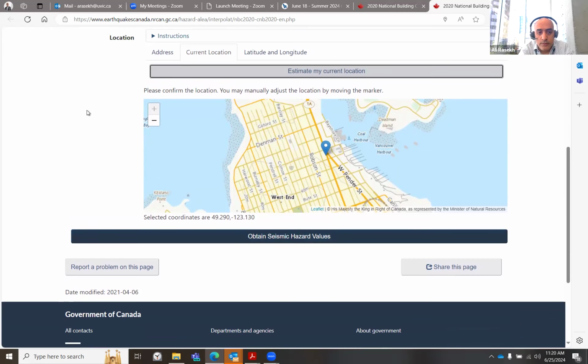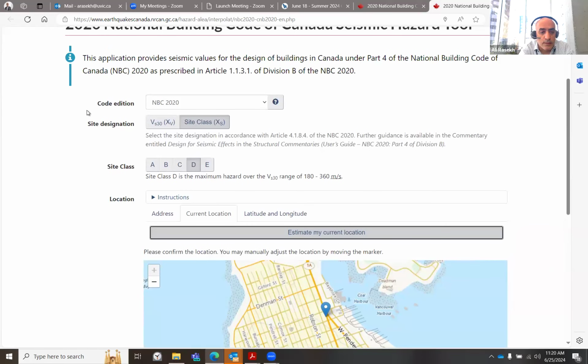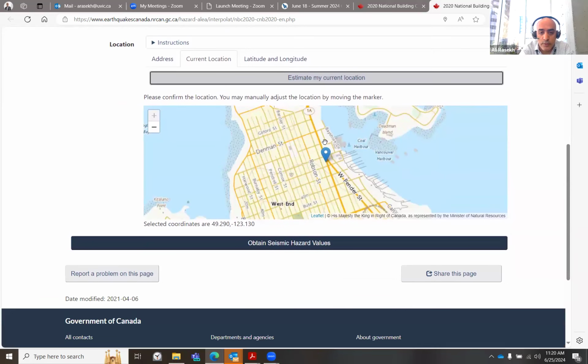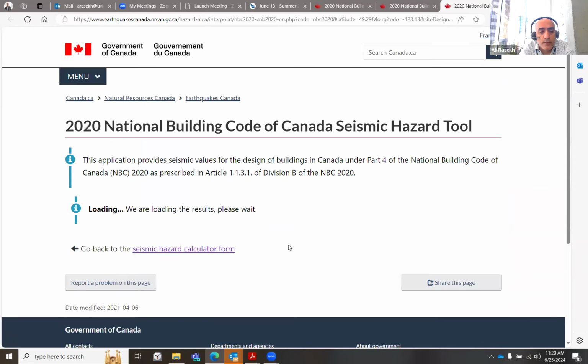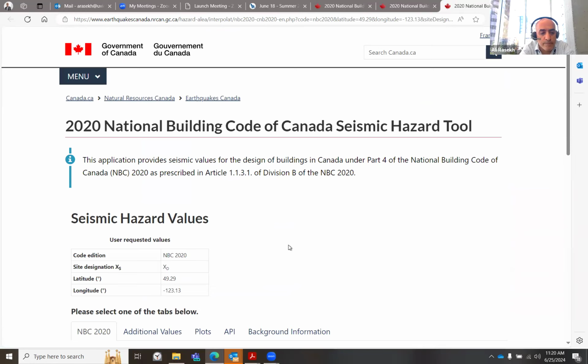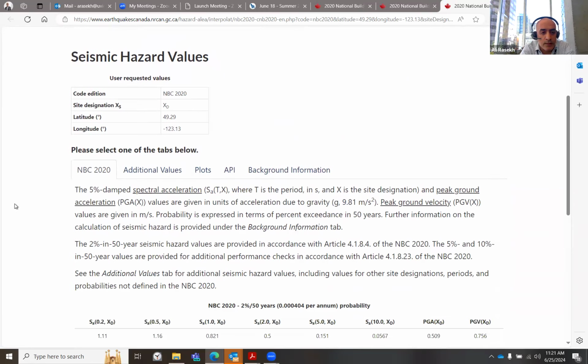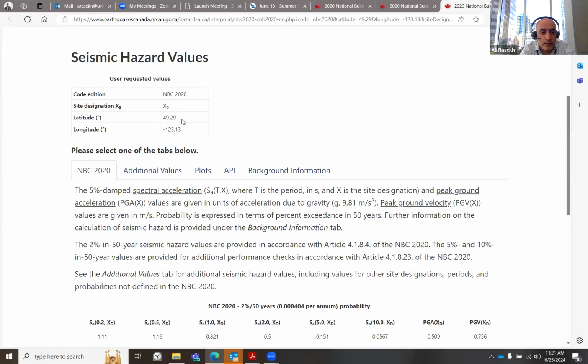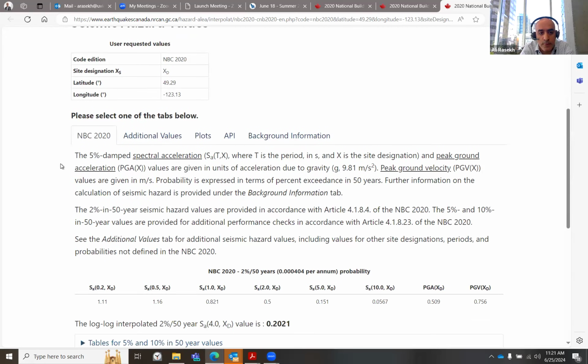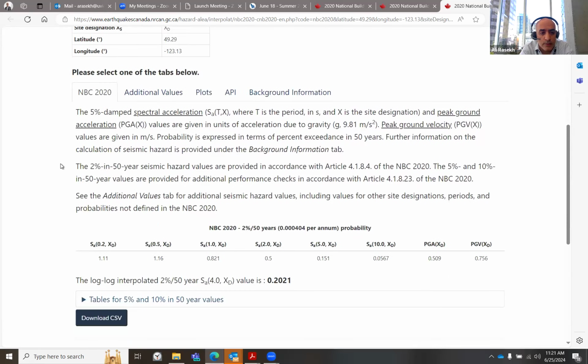Okay, so it looks like the site can even obtain the location using the GPS. Let's see if we see some reasonable numbers here. Again, it's summarizing that it's using the National Building Code of Canada version 2020, site class we said D, apparently it shows it as XD. It found my latitude and longitude, which looks okay, slightly above the border with the US. And it describes it.